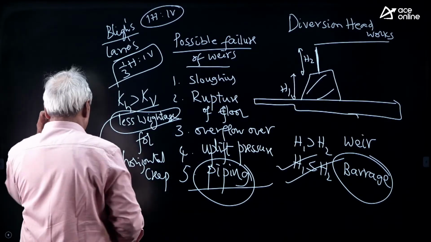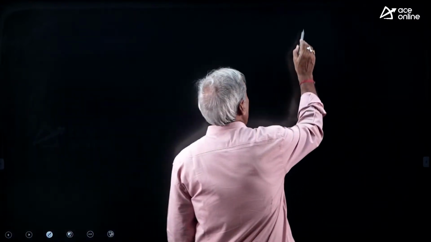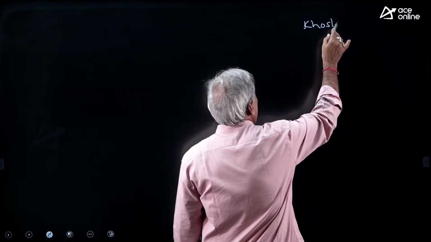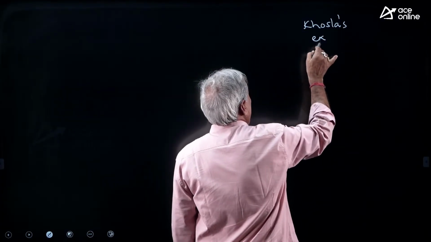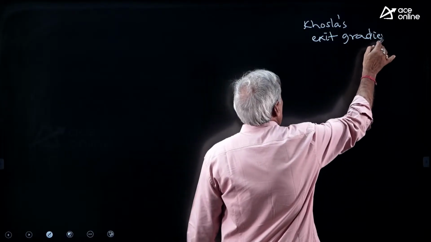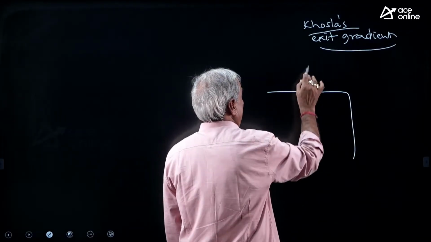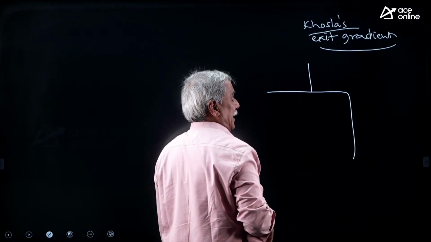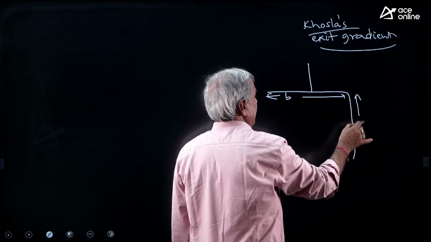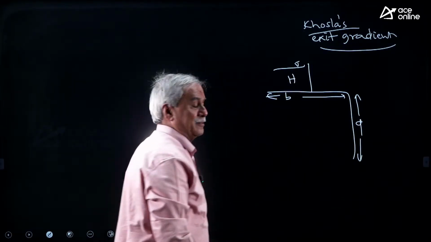Then about Khosla's theory. The third one is the Khosla's theory, called Khosla's exit gradient theory. Most important points Khosla has given. There is no need of upstream pile. The line diagram given by Khosla is this. It is B, it is D. The head of the water meant for diversion is H.